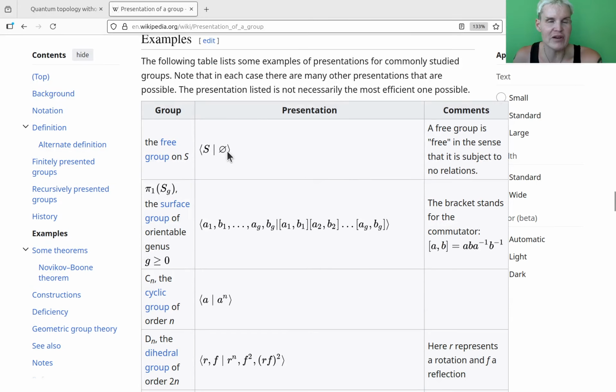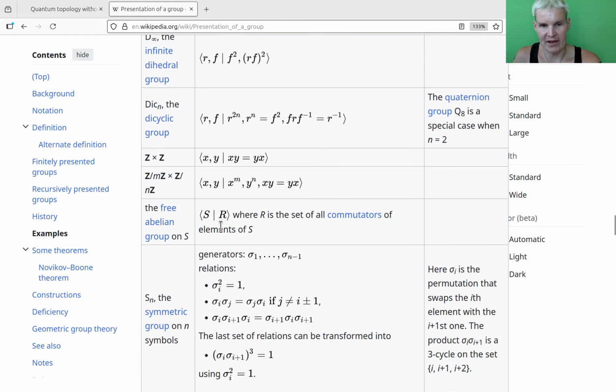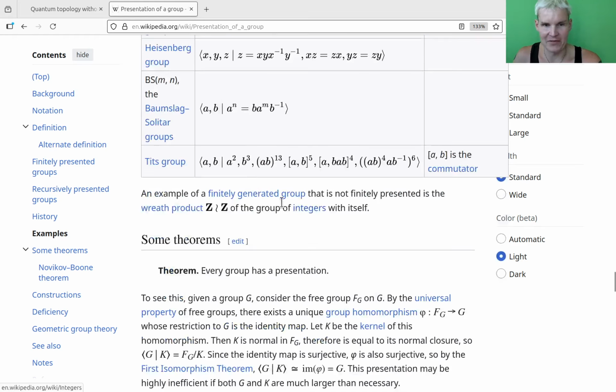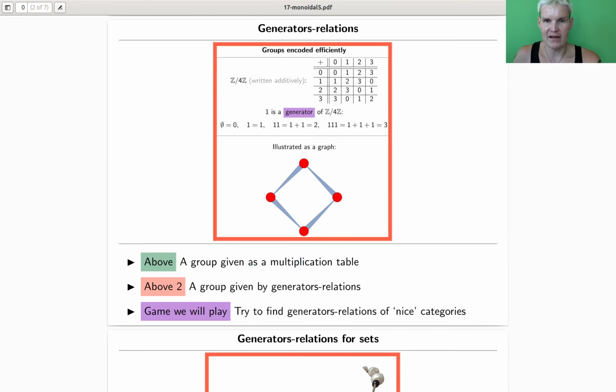So if it's free, there are no relations, so you just stack up things. I'm not sure why this is the next example, but you can have the pi1 of a surface, or maybe the cyclic group, that's what we just had, a dihedral group, whatever, a lot of things. This guy here, for example. So generator and relation presentations are everywhere, and for some reason, people usually don't tell you about them when you first learn about groups. I first learned about it in topology.